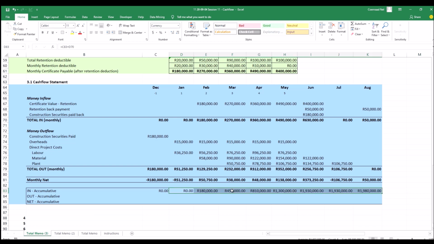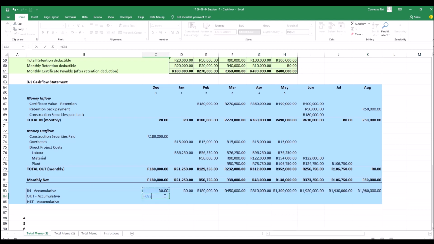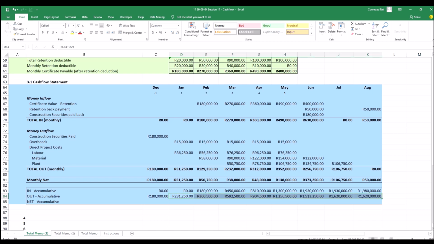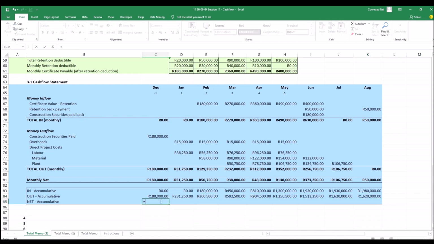Yeah, so there's accumulative money going out of my account to a maximum of 1.8 million rand in my account. Now money going out would be just that, and that equals that plus that. There we go, and I can drag this one up. Good. And now again, take the difference between the two.